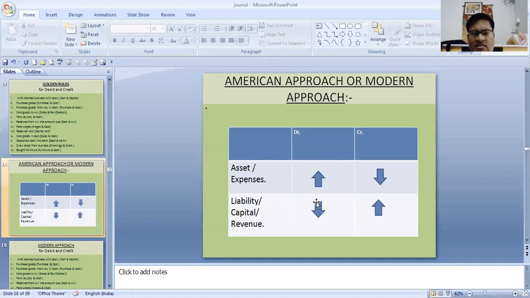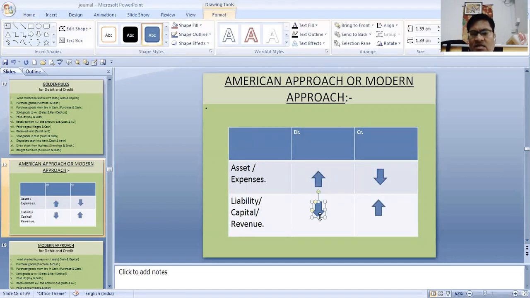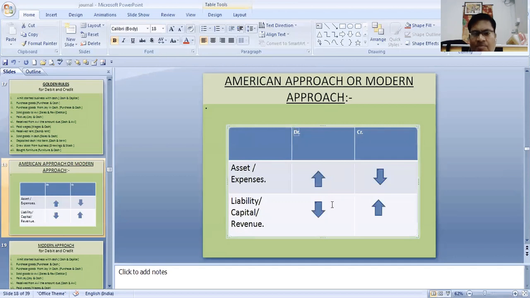Next approach is the liability, capital, and revenue. They have a credit balance. Whenever they increase in the business, they will be credited, and whenever they decrease in the business, they will be debited. For example, when the owner has introduced capital, capital being a credit item, whenever it increases in the business it is credited, and cash is also coming in the business, so cash is debited. You see, capital increased, that's why credit, and cash increased, that's why debit.